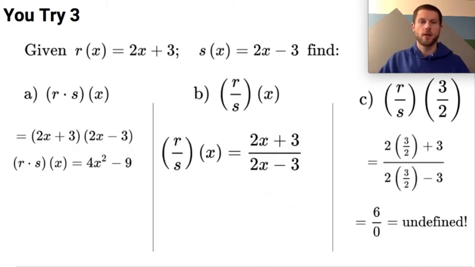All right, and here are the answers. I gave you one trick problem. That was the last one, C. I gave you a value that actually makes this rational expression or function undefined, and so you actually can't have r over s of 3 halves. This is an undefined value in the function r over s of x. So maybe you caught that, maybe you didn't. Hopefully this makes some sense though.